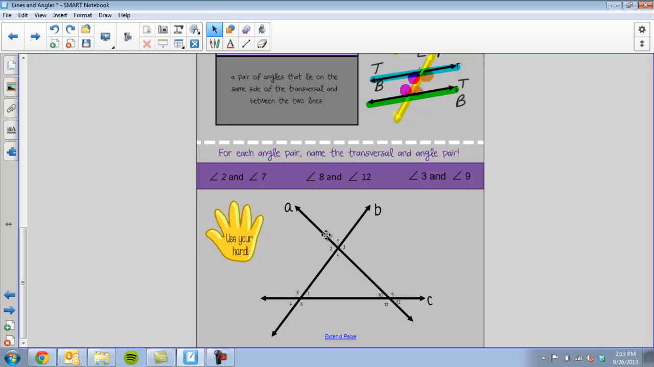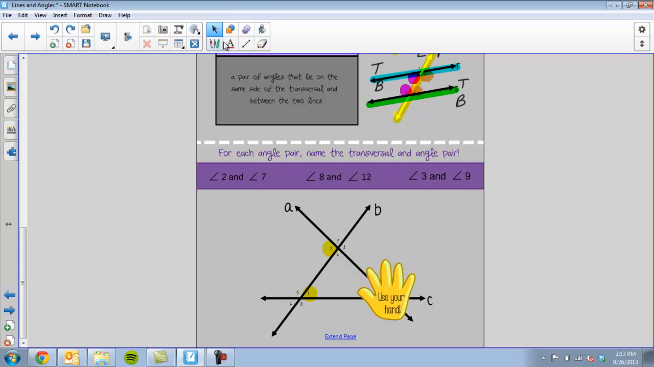Thank you. Now the last thing is example 3 on the back of your foldable. So this should be what you see on the back. And for each angle pair, we're going to name the transversal and we're going to name the angle pair. Now for us, what that means is I'm going to start with yellow and I'm going to look at angle 2 and angle 7. The very first thing I'm going to do is physically use my hand. Now you can't see me putting my hand on the screen, so look, here's my hand, and I'm going to cover up the angles that we're not even talking about.